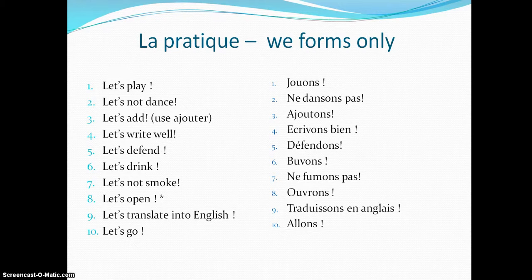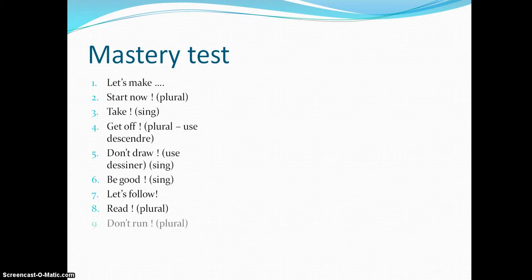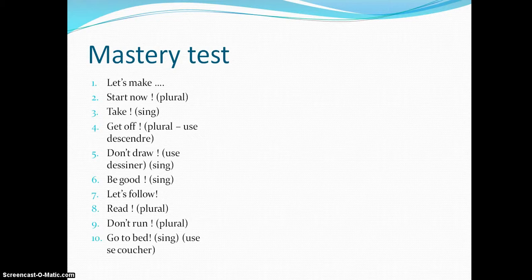Now we're going to do a mastery practice, mixing all of the ones that we've learned so far. Now I've given you different verbs this time to practice, so you might need a dictionary. Okay, pause it now and we'll have a go. Okay, so in the mastery test, 10 to do. Okay, pause it now, have a go, and we'll go over the answers.